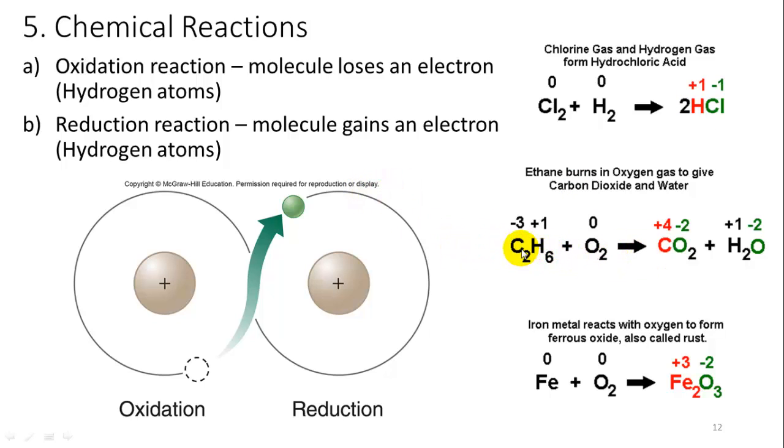Oxidation, on the other hand, you have C2H6. This carbon loses hydrogen, so it is being oxidized in this reaction. All its hydrogens are lost to the oxygen, and so the oxygen then is being reduced in this reaction.